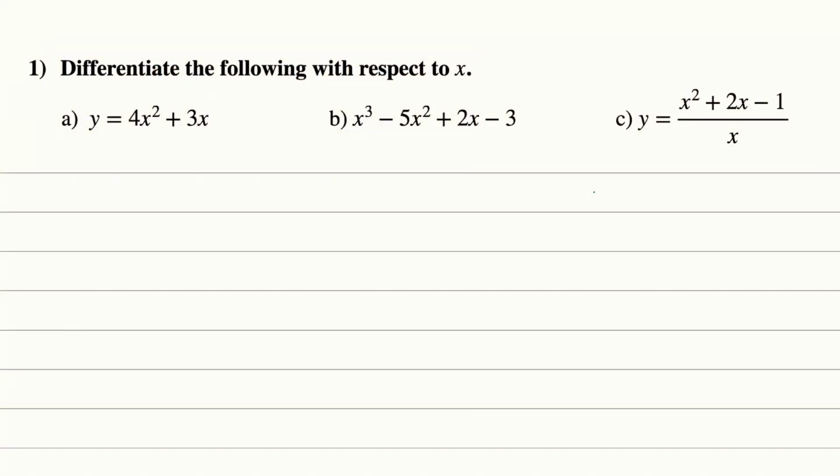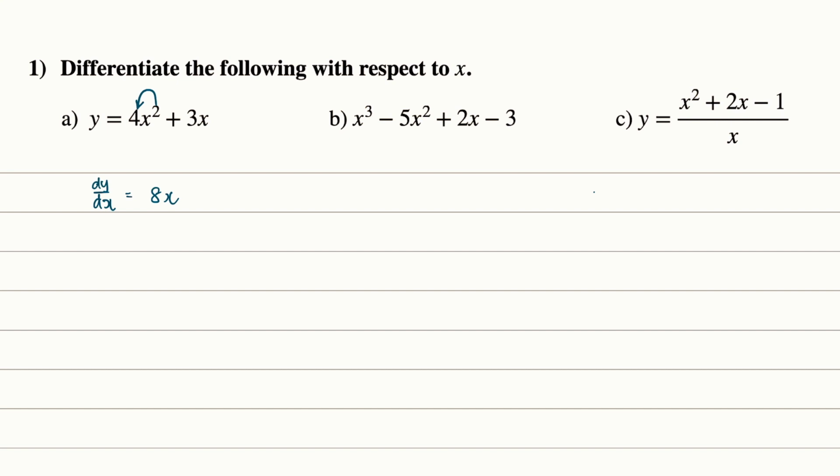So let's try out some examples so that we can solidify our foundation. Differentiate the following with respect to x. We have part A, y is equal to 4x squared plus 3x. So we can start off by writing dy over dx is equal to, remember, multiply the power to the coefficient of x, which is 8, and minus 1 from that power. So we will have 8x to the power 1.